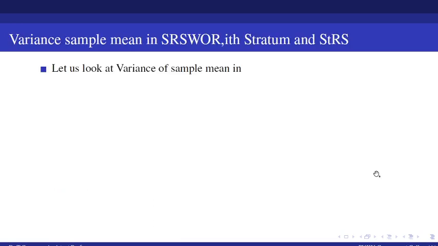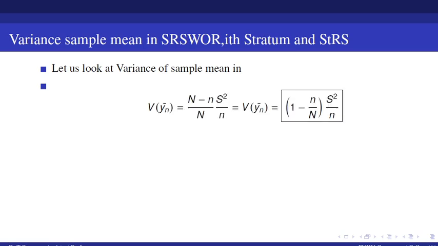Here, let us look at the variance of sample mean in different techniques. This is simple random sampling without replacement. This is the variance of sample mean. We have written this in terms of finite population correction, FPC, into S square by n. We already discussed that 1 minus small n by capital N is called FPC, finite population correction. Here this small n by capital N is the sampling fraction.